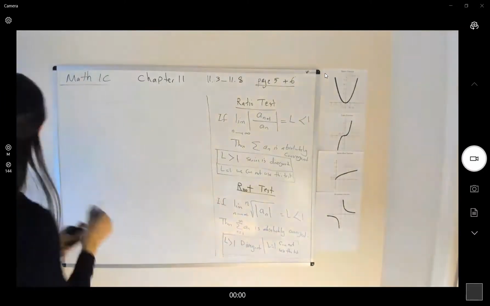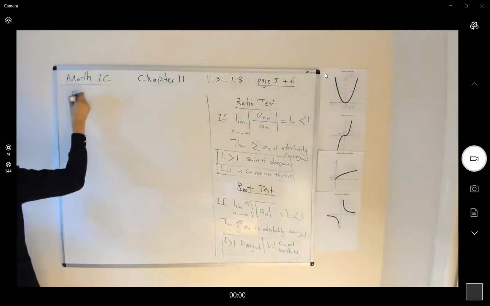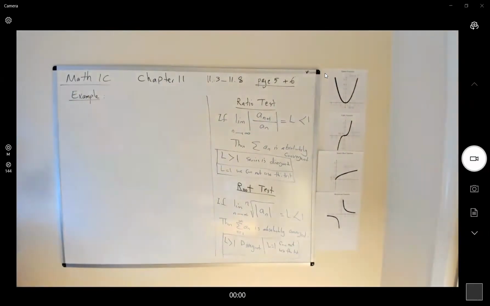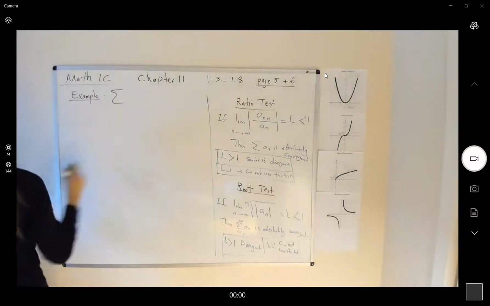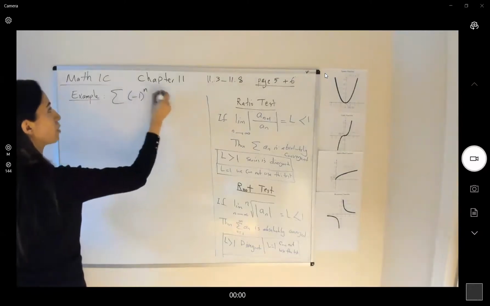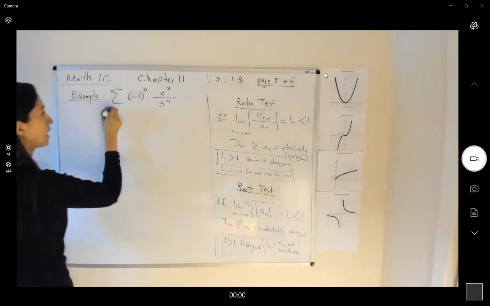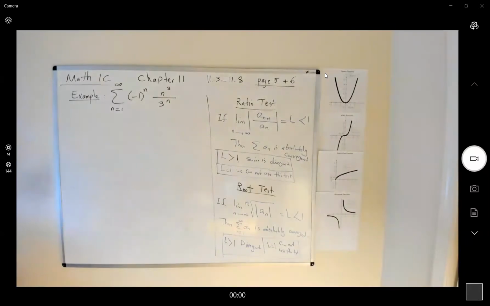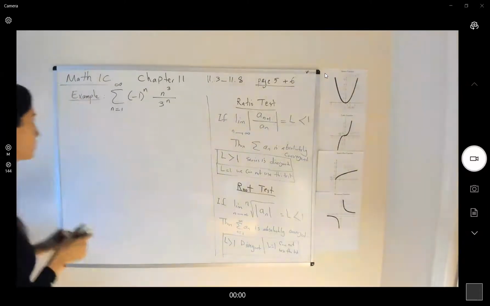Two examples for you. Example. Consider the series (-1)^n times n cubed divided by 3 to the n, n starts from 1 and goes to infinity. Let's apply the ratio test here.